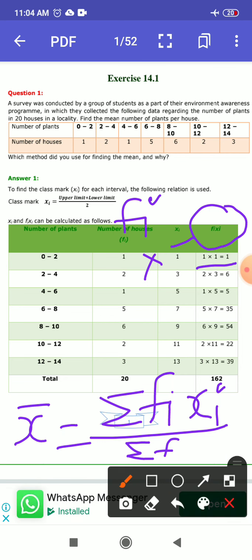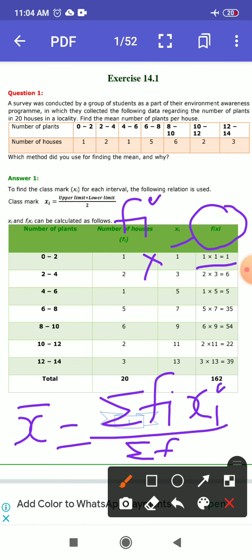So you have to multiply: 1 into 1 is 1, 2 into 3 means 6, 1 into 5 means 5, 5 into 7 means 35, 6 into 9 means 54, 2 into 11 means 22, 3 into 13 means 39. So we have to write these things.